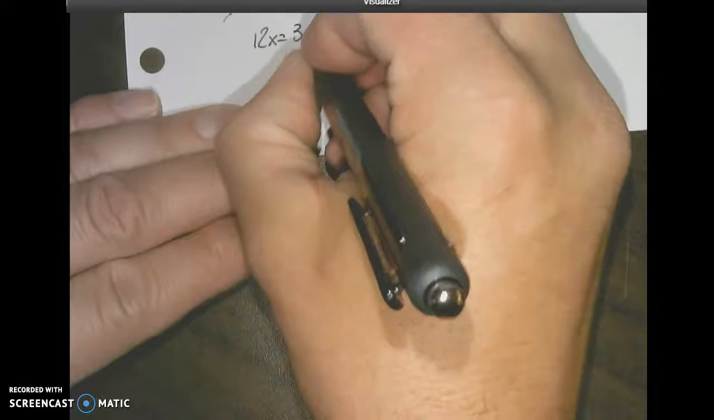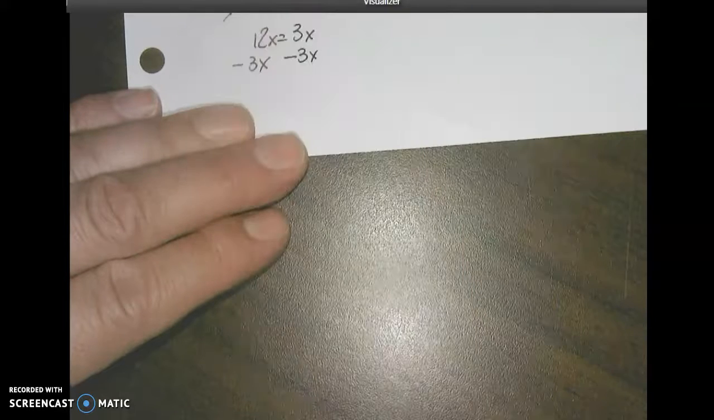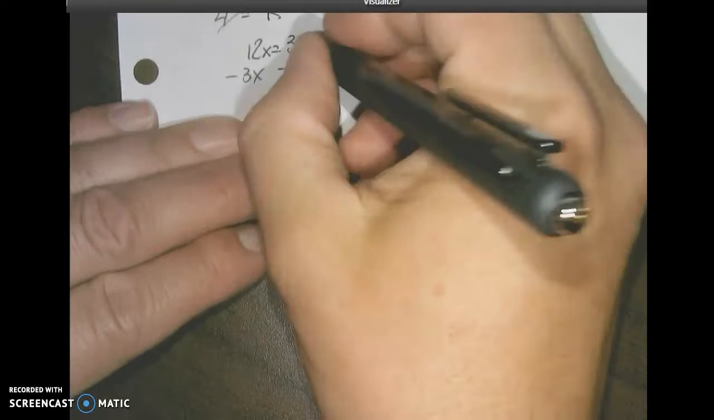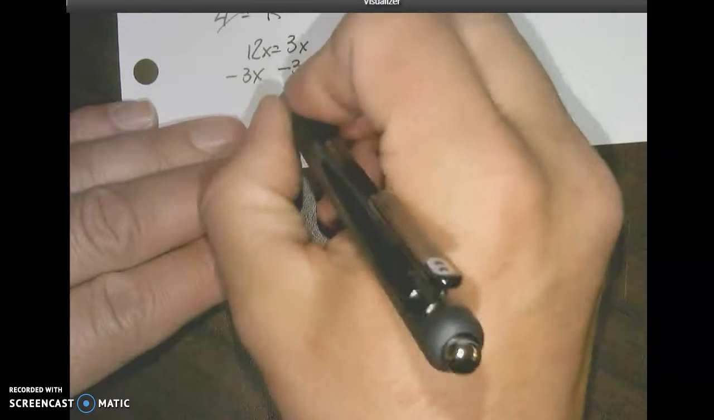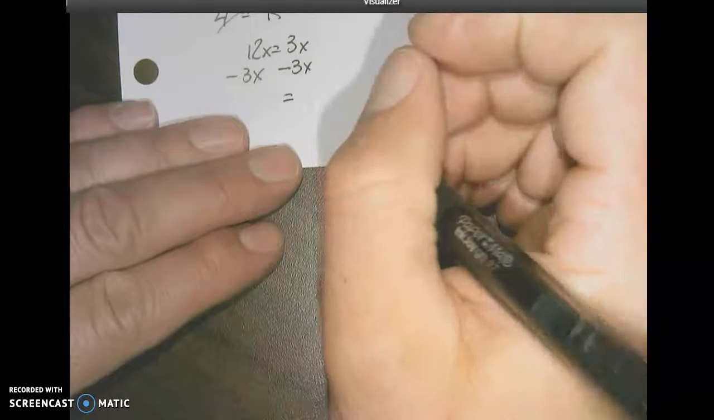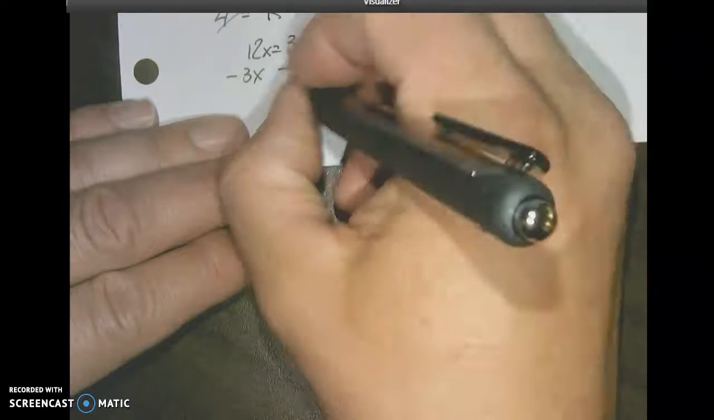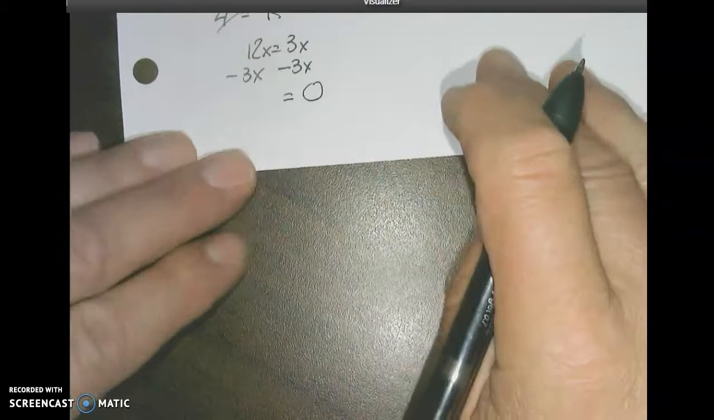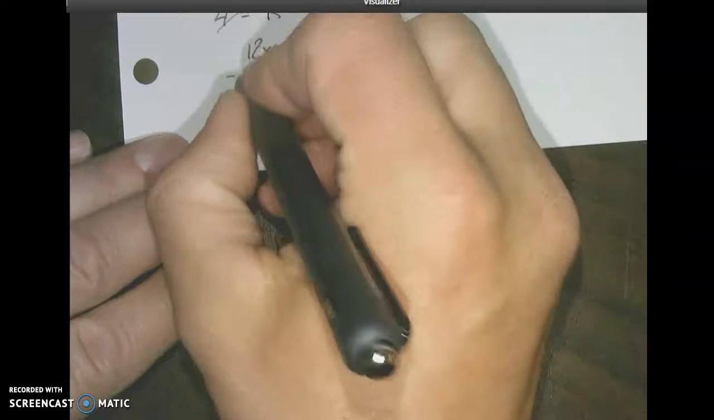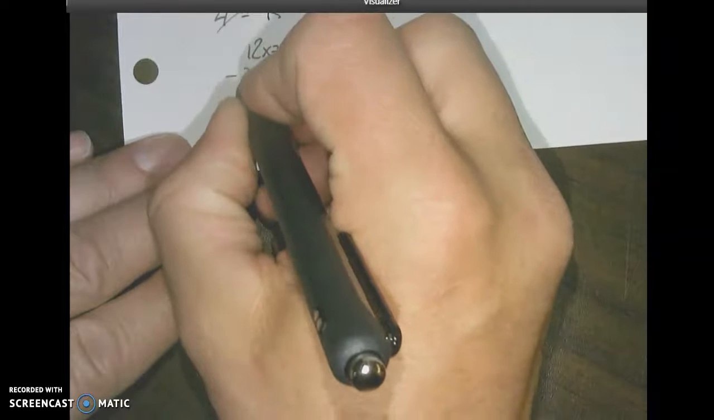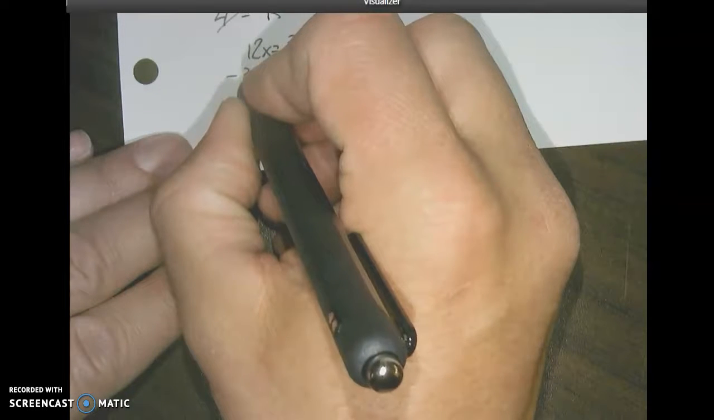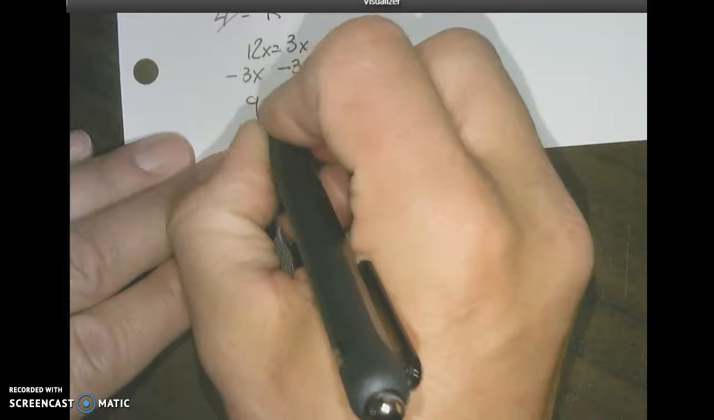is I actually have to subtract my 3x from both sides. Okay? So then I'm going to go, what's 3x minus 3x? Cody, what's 3 minus 3? 0. So this is actually just 0. All right? Then I'm going to go 12 minus 3, right? And that gives me 9x.